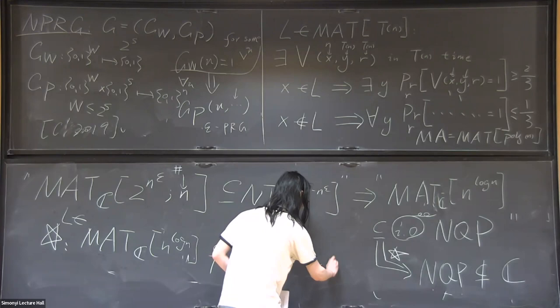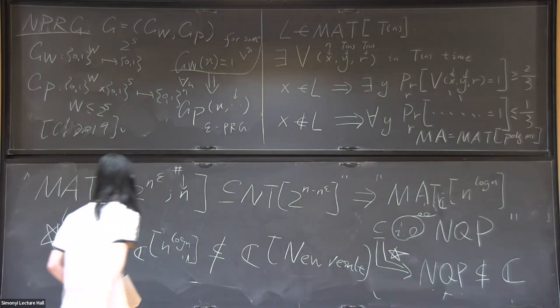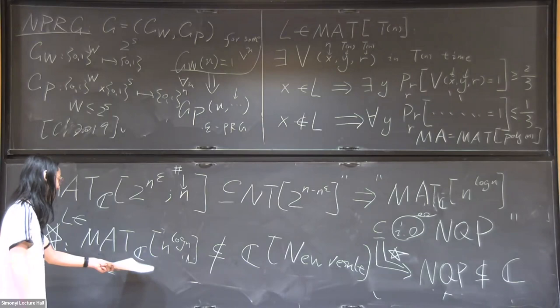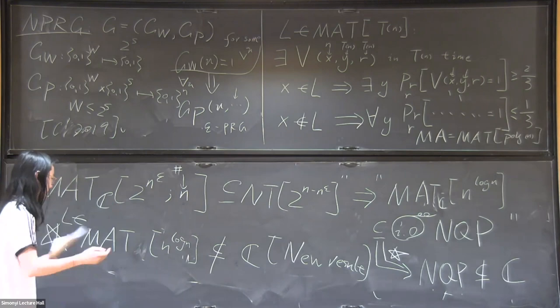Sorry. Yeah, I wasn't trying to dwell too much on this, but this is not very easy to prove because you want the verifier to stay in C. Now, of course, if the verifier is not restricted, if you can do whatever to verify, then this is very simple to prove. Yes, I agree.